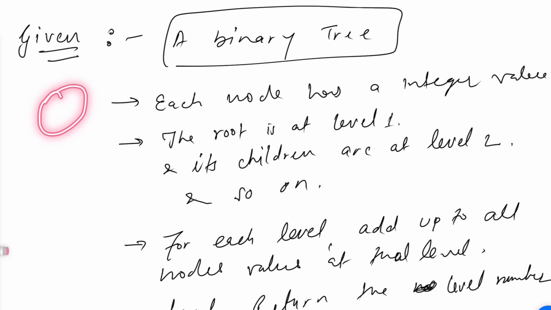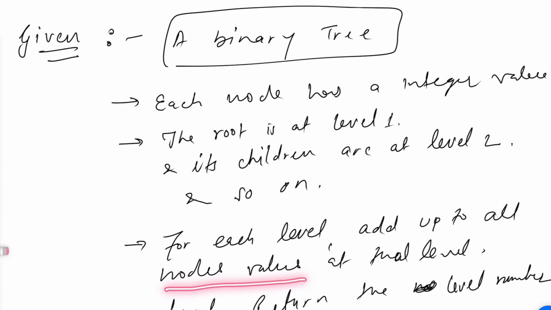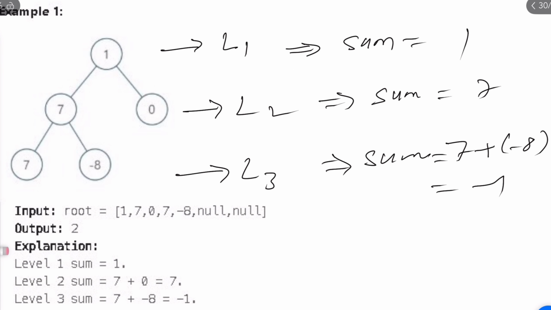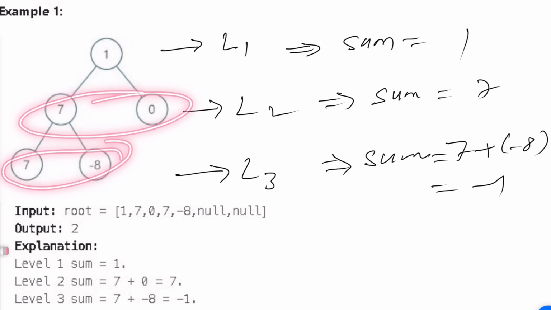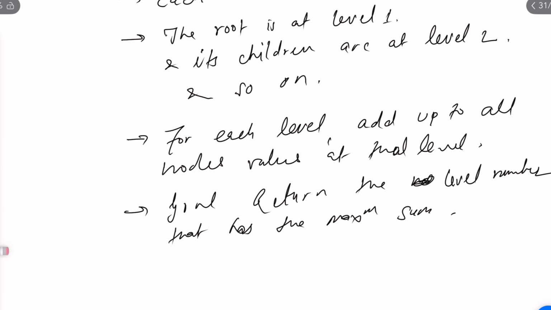Means at level 1 there is only one value, at level 2 we have two values, so we have to add all these values, adding up all the node values at that level. Now the goal is to return the level number that has the maximum sum. So we have to find all the sums, and then we will return. This is what I'm saying here, okay?